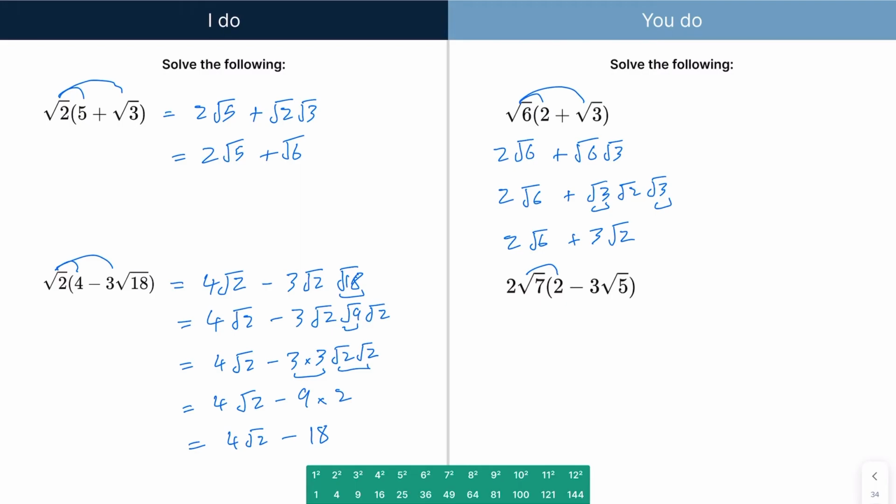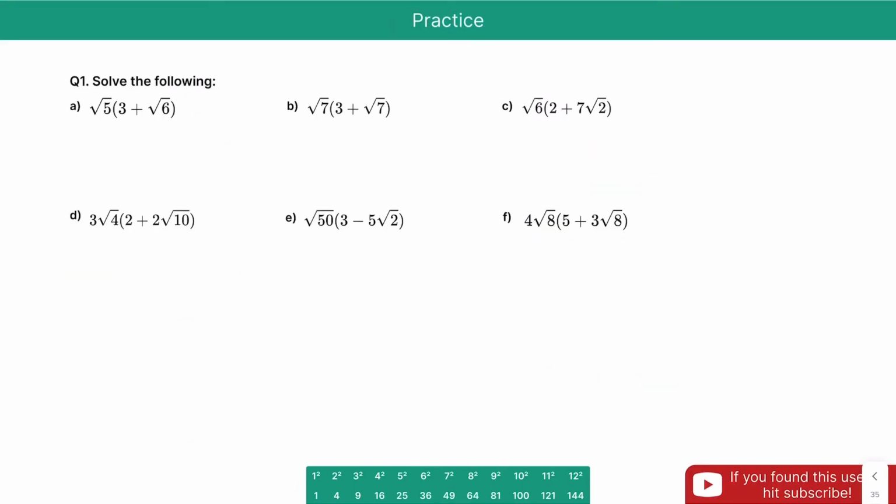So now we've actually got a number in front of it as well. So we'll do 2 times 2, which is 4 root 7 minus, multiply that out, that'll be 3 times 2, which is 6, and then root 7 root 5. Now, the root 7, root 5 here can't be simplified, so we'll just tidy that up. And that can be root 35. So here's some practice questions again. Press pause and have a go. Here are the answers. Mark your work.